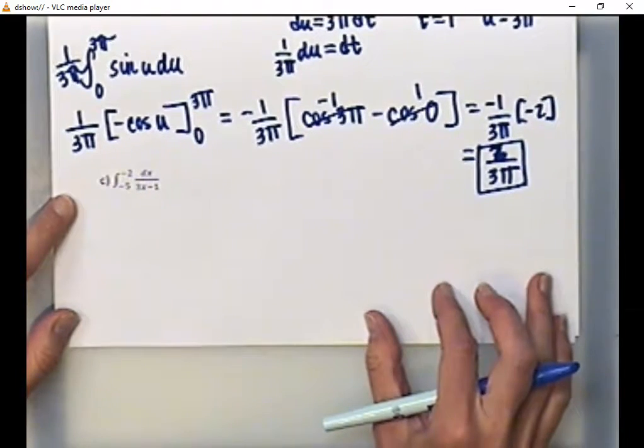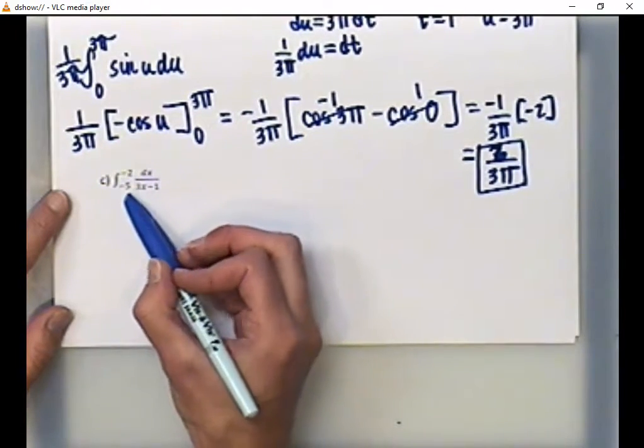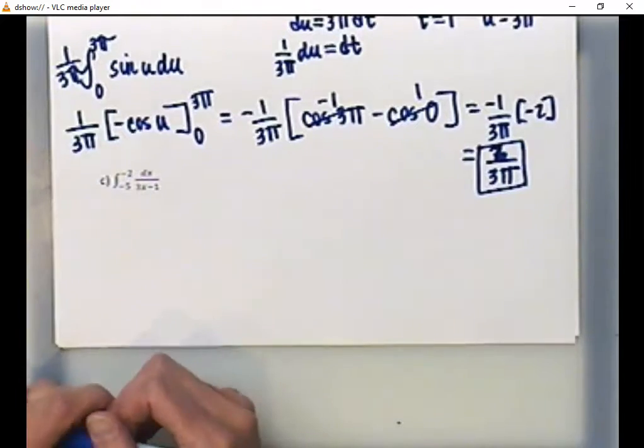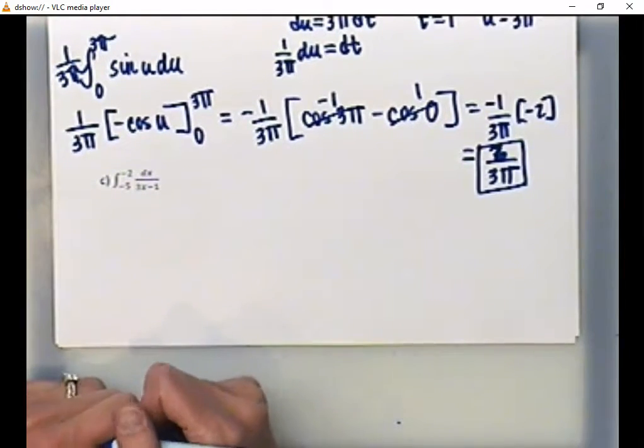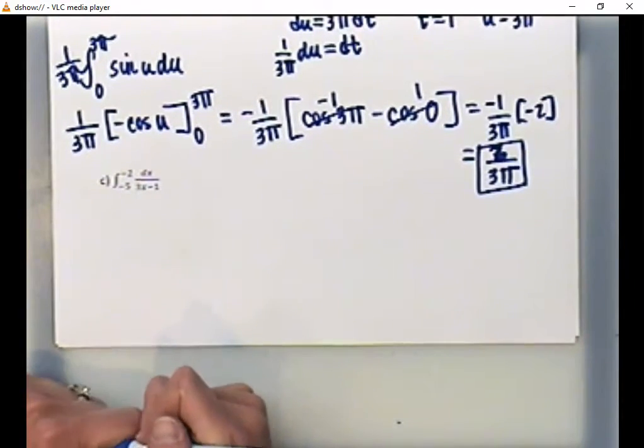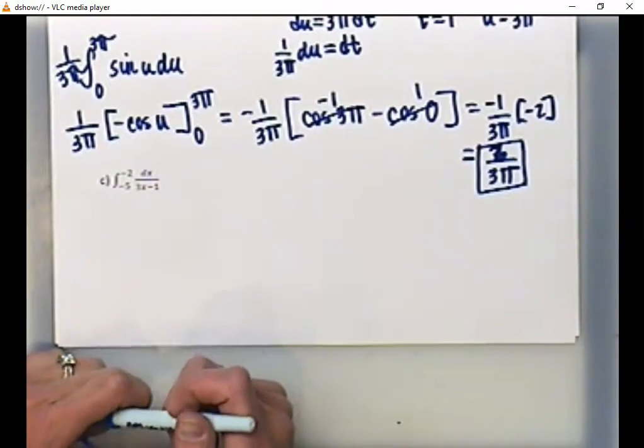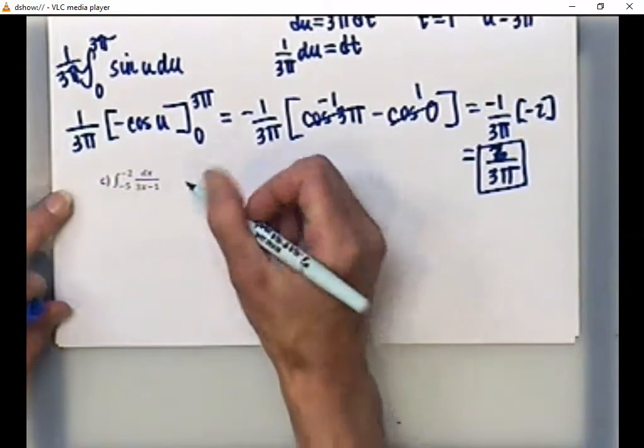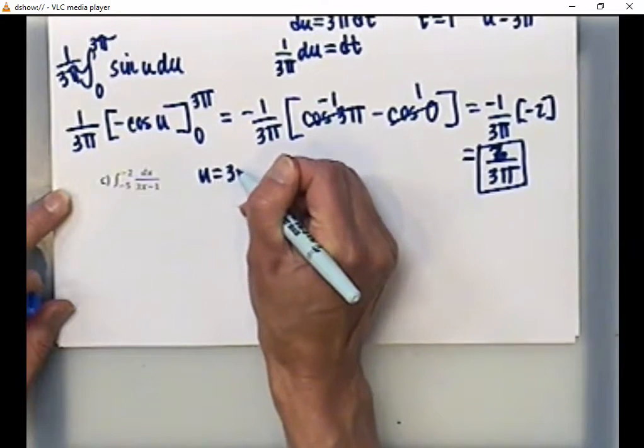Thanks. That'd be awesome. So we've got the integral from -5 to -2 of dx over 3x minus 1. What are you thinking? What's the first step? Anybody got an idea? Yeah, Jeff? You had one? U sub? Okay, what are you going to let u be? Okay, I like it, right?